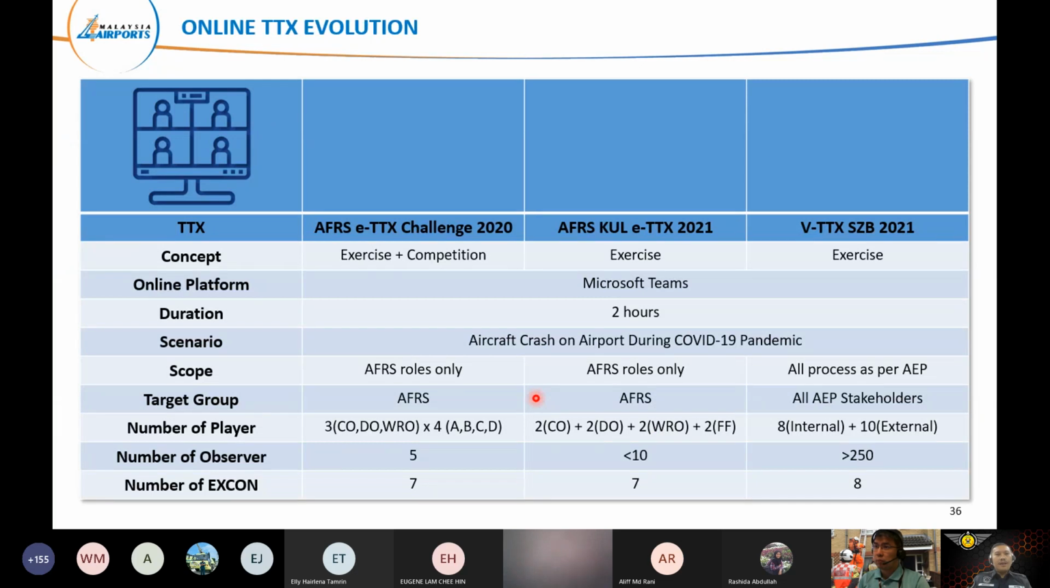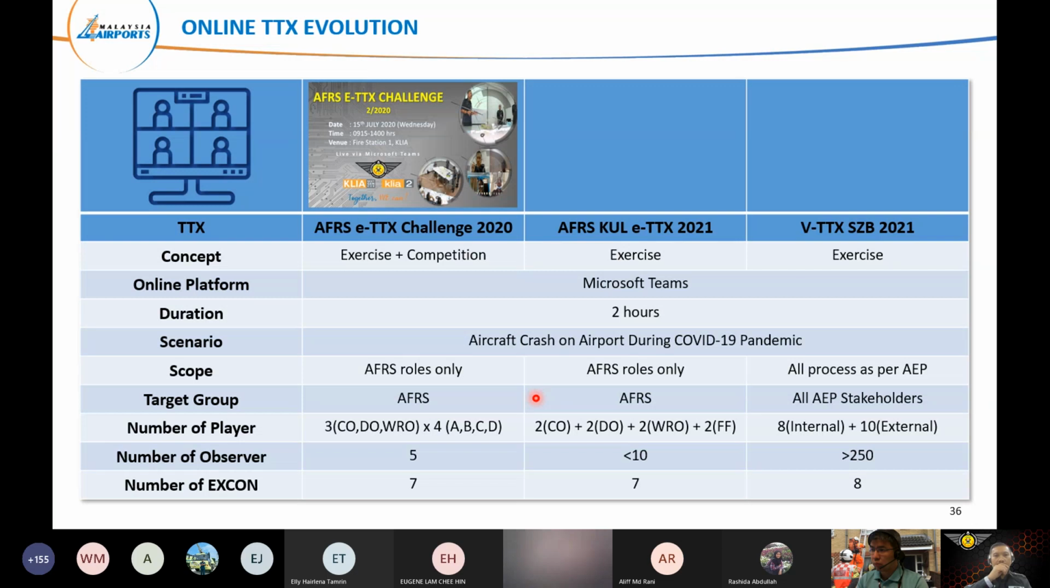So this is our experience. Last year, like I mentioned before, we conducted the ETTX challenge. It's an exercise for competition. The platform is still the same, Microsoft Teams, duration about 2 hours, scenario aircraft crash on airport.